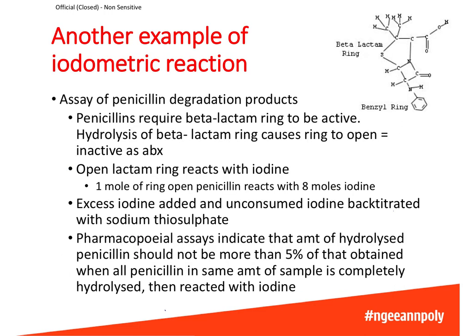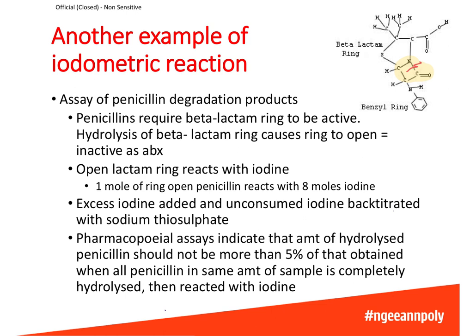Let's take a look at one more example of an iodometric reaction, which is in the assay of penicillin degradation products. So let's look at the structure of penicillins, which is on the top right. Penicillins have a beta-lactam ring, which is highlighted here. And penicillins require this beta-lactam ring to be active against the bacteria. However, the beta-lactam ring is unstable and can undergo hydrolysis. Hydrolysis of the beta-lactam ring causes it to break at this point, and the ring will open, which inactivates the penicillin.